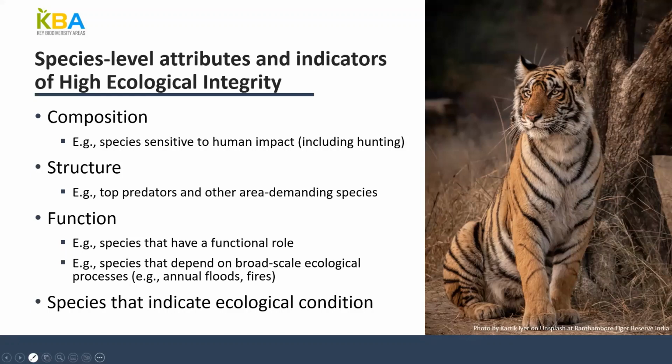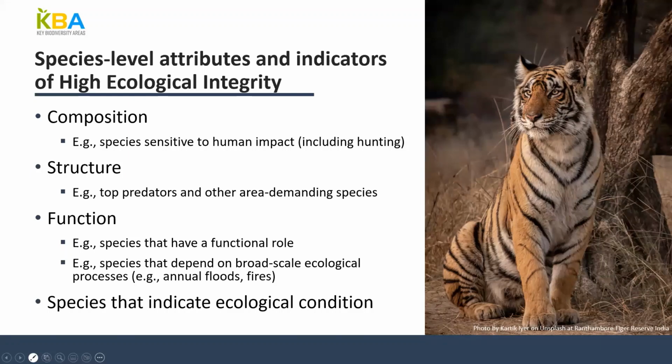And then in terms of function, you can identify species that play a key functional role, for example, a seed disperser or a pollinator, or a species that depends on broad-scale ecological processes, such as annual floods, annual fires, and so on. And then provide their population data to show that their population is large enough to fulfill their functional role in the ecosystem.